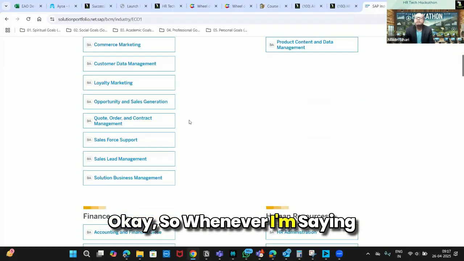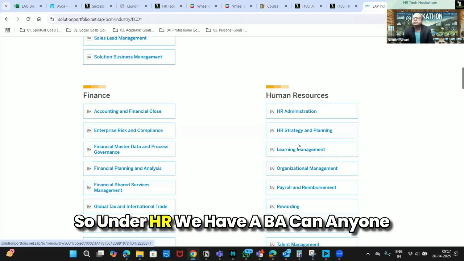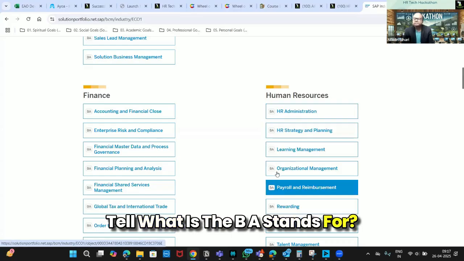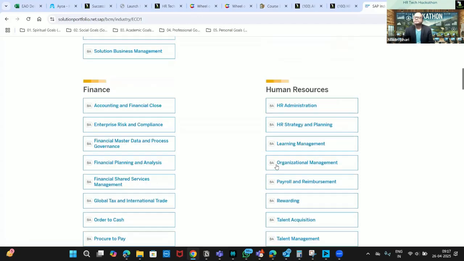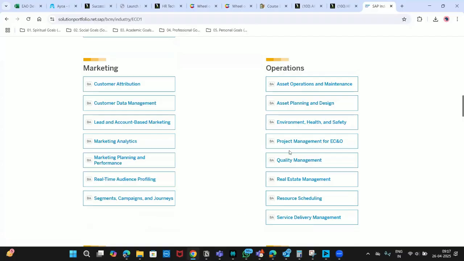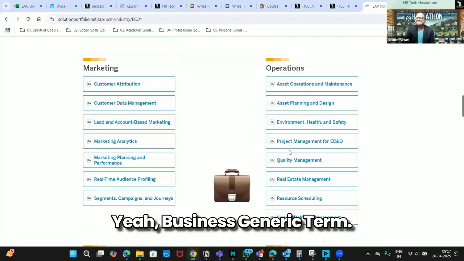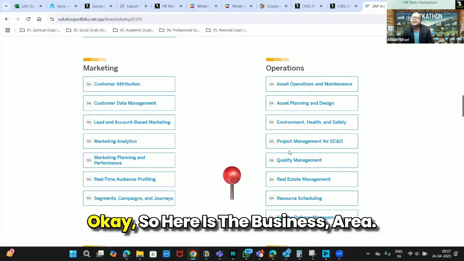Okay, so whenever I'm saying line of business, we have finance, we have HR, right? So under HR, we have a BA. Can anyone tell what BA stands for? Yeah, you can see there are a lot of BA. Any idea? Business analyst. Yeah, business analyst is a generic term. But from a product point of view, here is the business area.